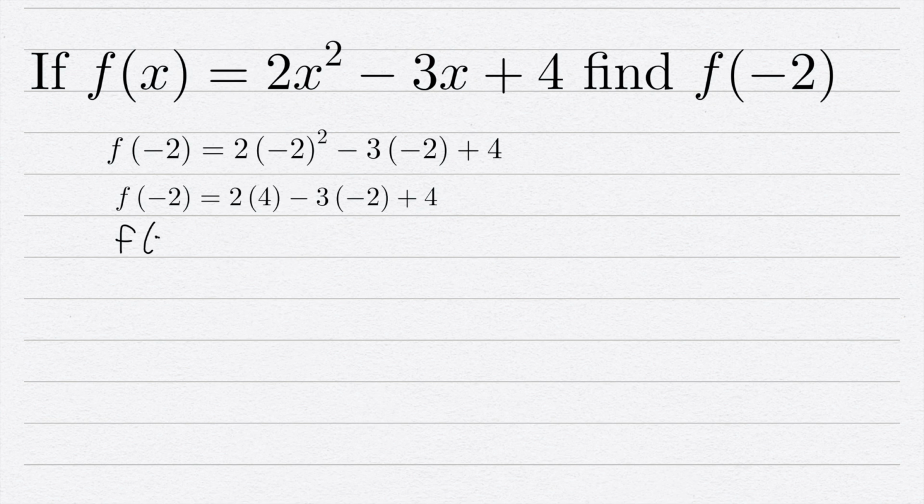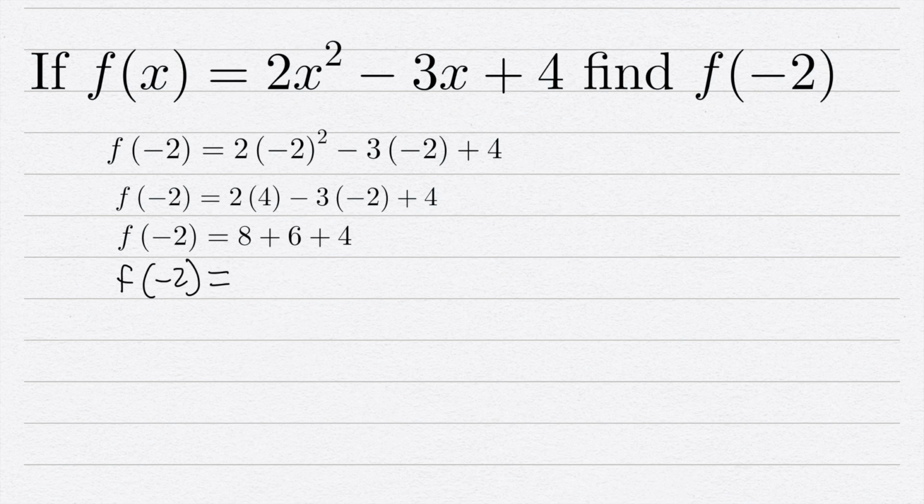So now we'll continue with our multiplications. 2 times 4 is 8. Negative times a negative is positive, so negative 3 times negative 2 is positive 6, plus 4. Finally, we can go ahead and add.